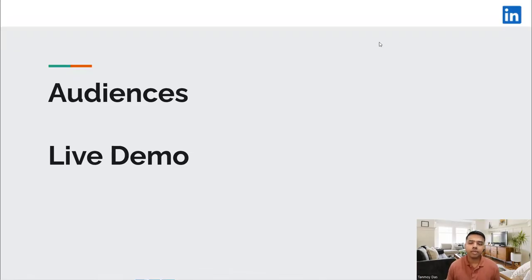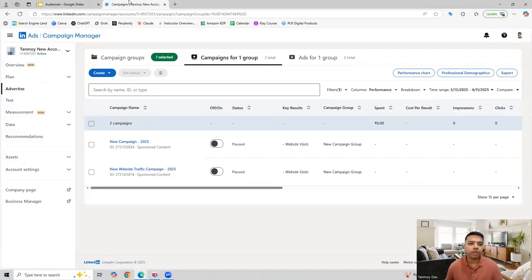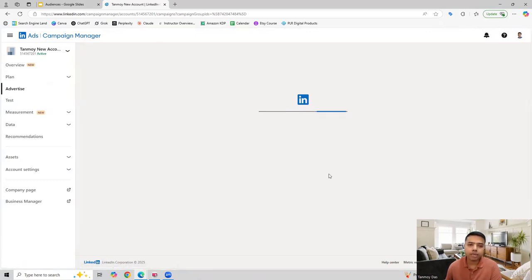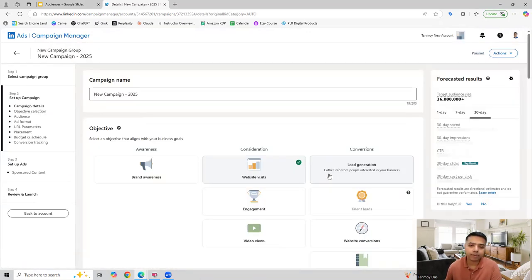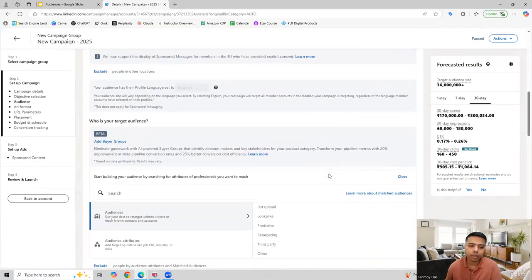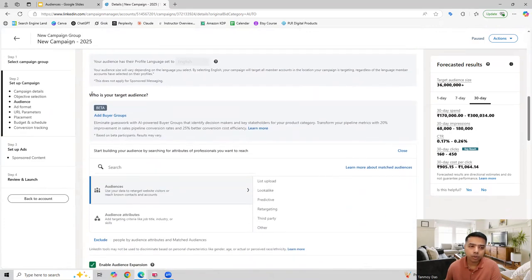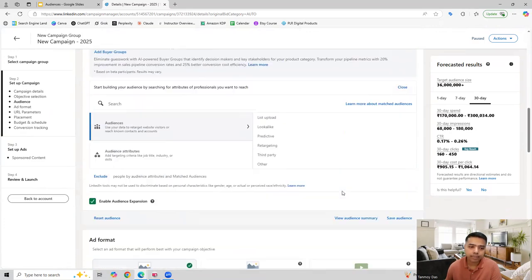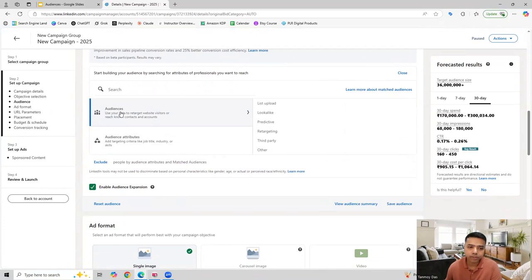So in this session, we'll see a live demo of audience targeting, which we can do on the LinkedIn Ads platform. So once you're inside the campaign settings, under the location targeting segment, you will be able to see audience targeting as well. So as you can see, who is your target audience? And this is where you can have the audiences section as well, which is going to be your audience.